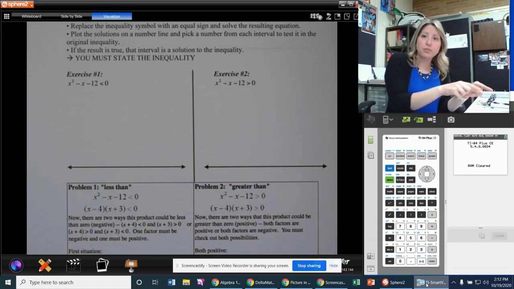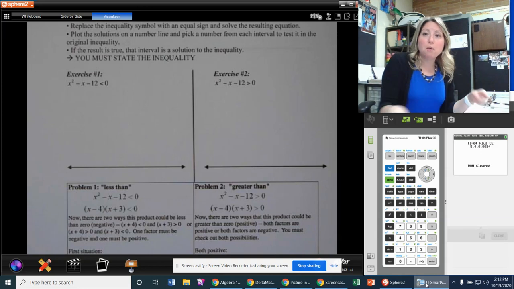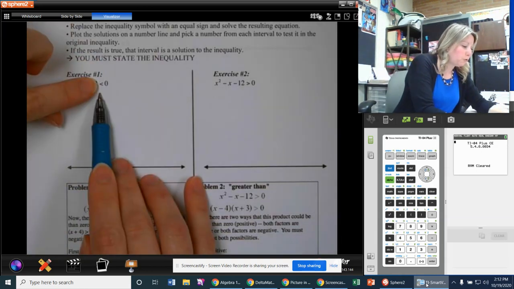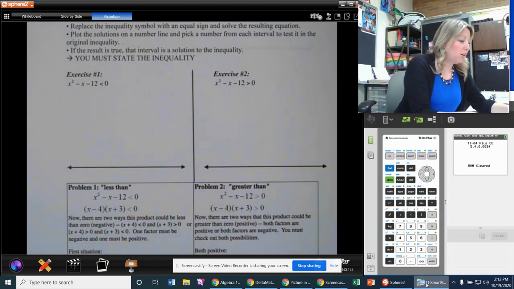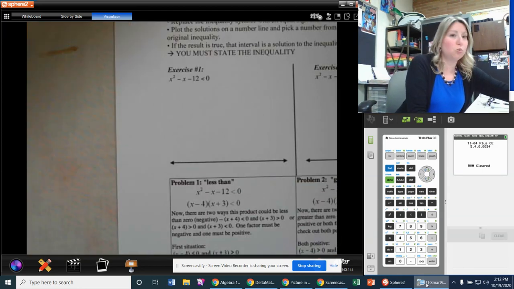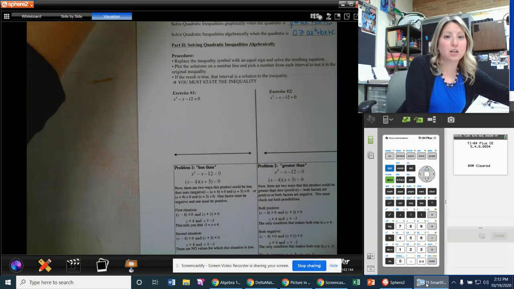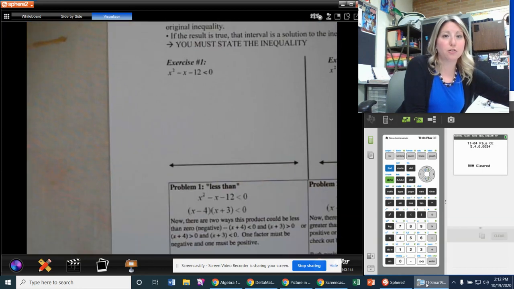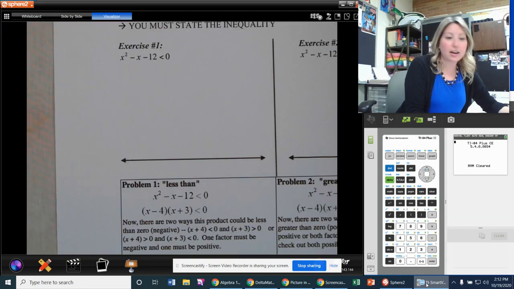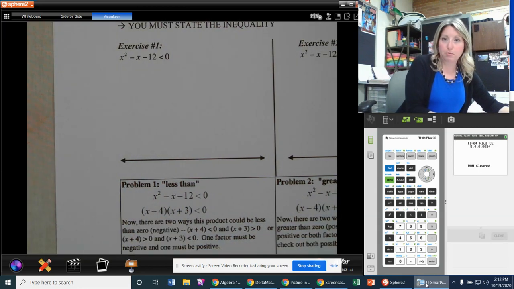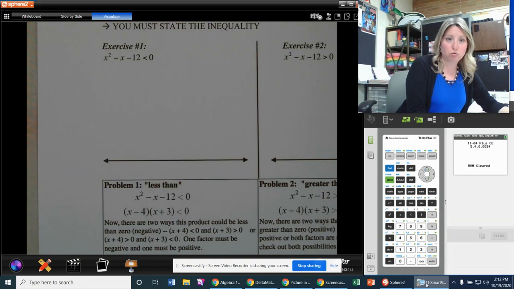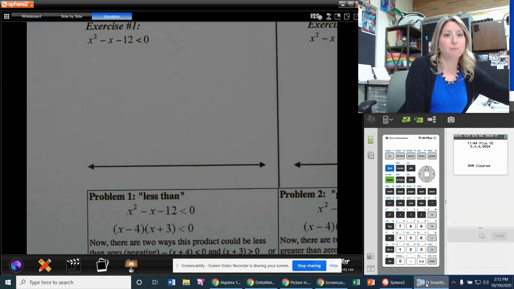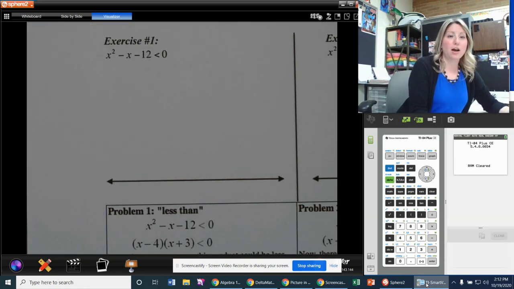So notice I have the same polynomial here, but I'm using different inequality signs with that same polynomial. The reason is just to show you the vast difference that the inequality sign is going to make on your solution set. And yeah, I have more explanation on it already typed out underneath, but it's so much better if you see me do this and see my answer. Okay, so we'll start with x squared minus x minus 12 is less than 0.